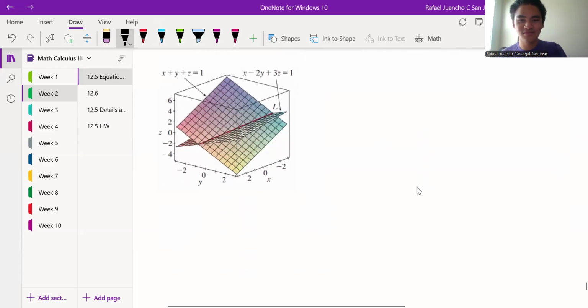Okay, so we can see our line L as this one, making it more visible, more vibrant. And what do we notice about this one? Well, L lies in both planes, so it is perpendicular to both their normal vectors. So what do I mean by that?